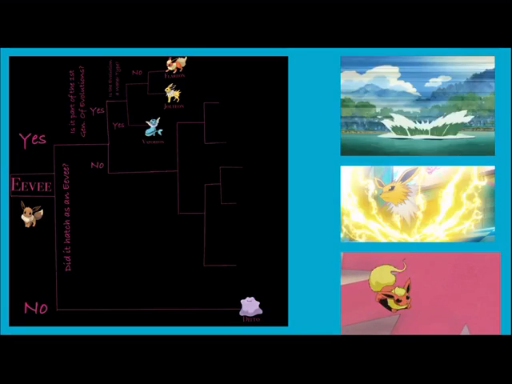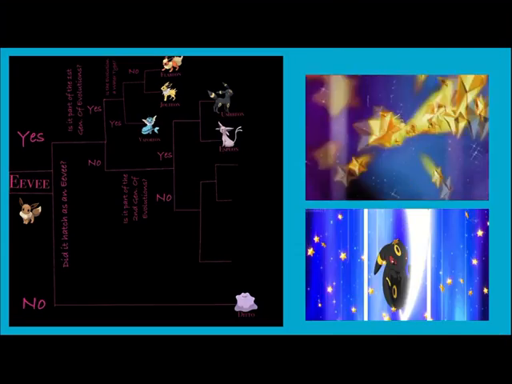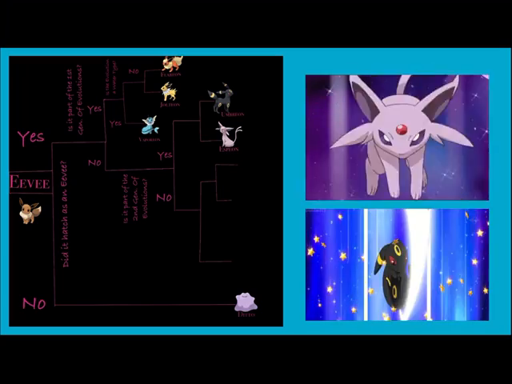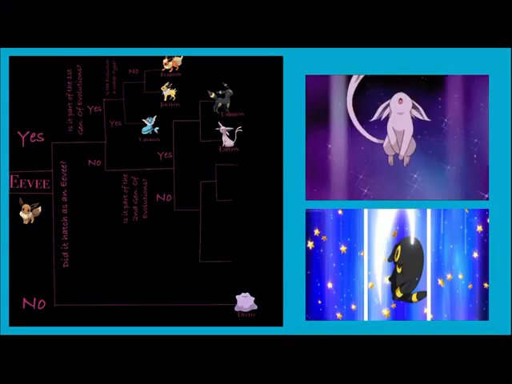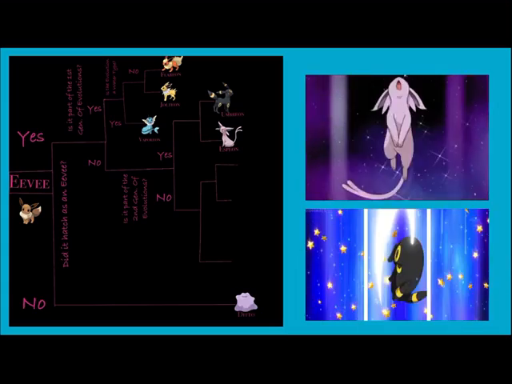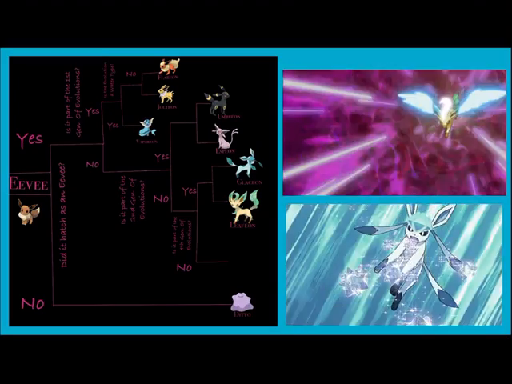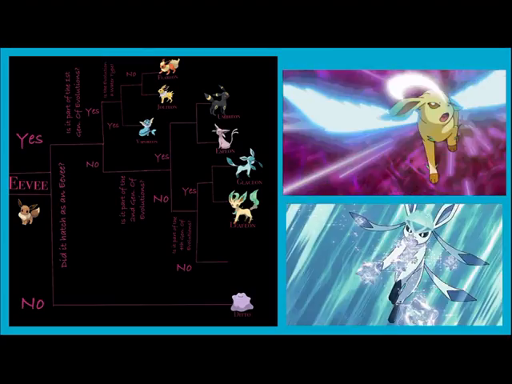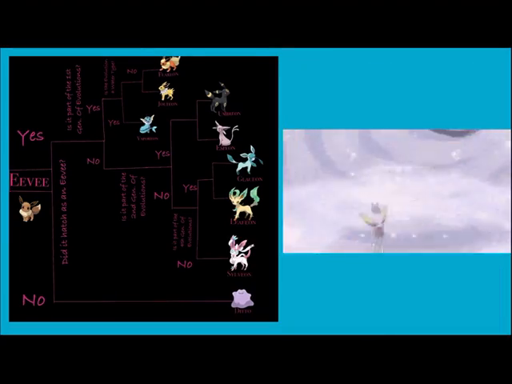If it's not part of the first generation of evolutions, then we'll move on to the next generation. Is it part of the second generation of evolutions? If no, it's going to go to the fourth generation because there is no third generation. If yes, it could be Umbreon or Espeon. Is it part of the fourth generation of evolutions? If yes, it could be Glaceon or Leafeon. If no, it could be Sylveon.